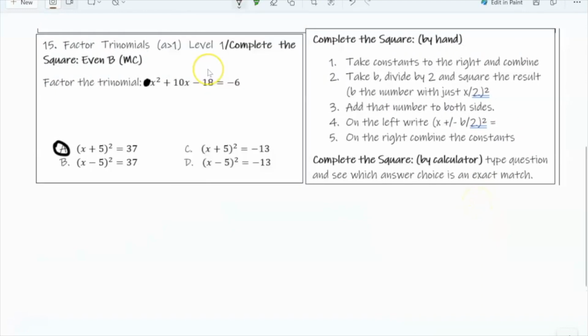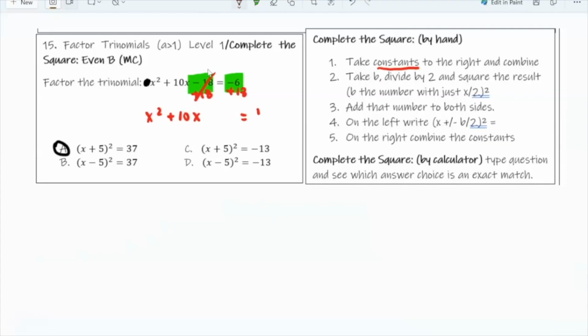All right, so we're going to take the constants. And what is a constant again? Anything that does not have a variable. So that's going to be negative 18 and negative 6. Those do not have a variable. Those are my constants. Take them to the right and combine them. All right, so I'm going to add 18 on both sides so that this goes to 0, and what I'm going to be left with is x squared plus 10x, and I'm going to leave a space here, and you're going to see why in a second.